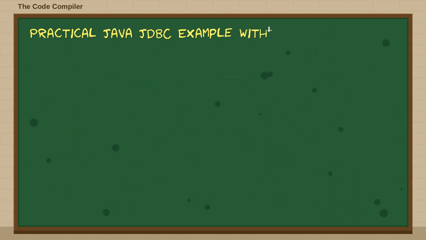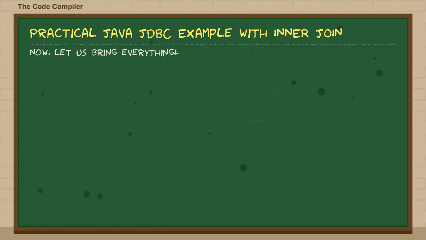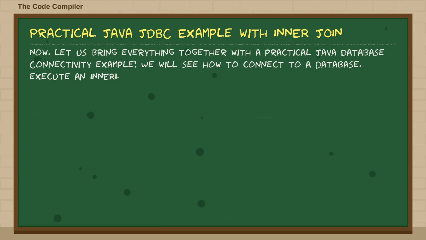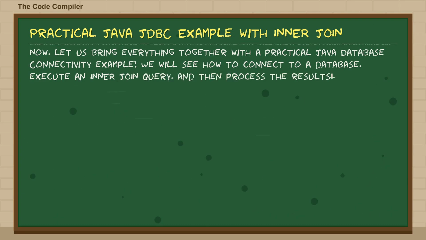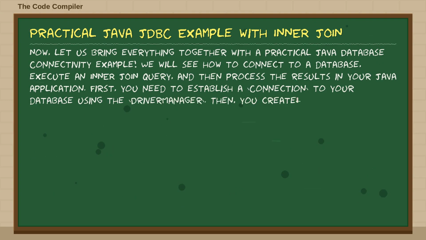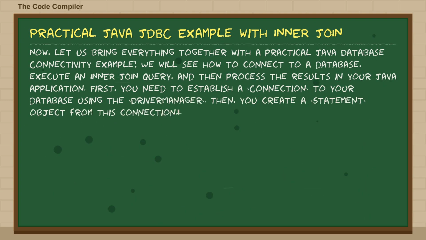Now, let us bring everything together with a practical Java database connectivity example. We will see how to connect to a database, execute an inner join query, and then process the results in your Java application. First, you need to establish a connection to your database using the DriverManager. Then, you create a statement object from this connection. With the statement, you can execute your SQL query using the executeQuery method. This returns a ResultSet, which is like an iterator over your query results.